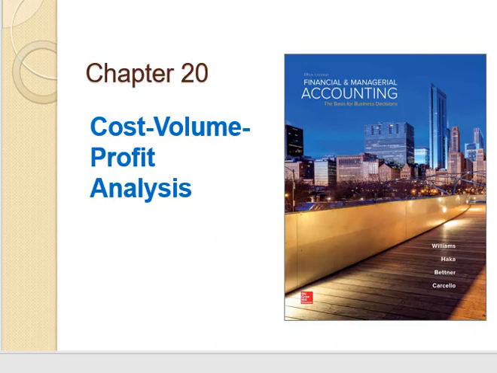Hi everyone, let's do chapter 20, which is cost volume profit analysis, which is a fancy name for break even. And we'll talk about this. It's exceedingly important. I mean, how many widgets do I need to sell to be able to break even? You need to at least break even. I mean, the goal is not to break even. Obviously, the goal is to make a profit, but at least you need to know so you can sleep at night. How many do I have to sell to be able to at least break even?